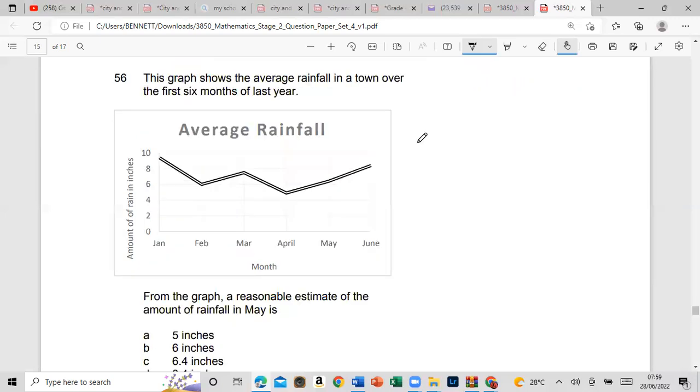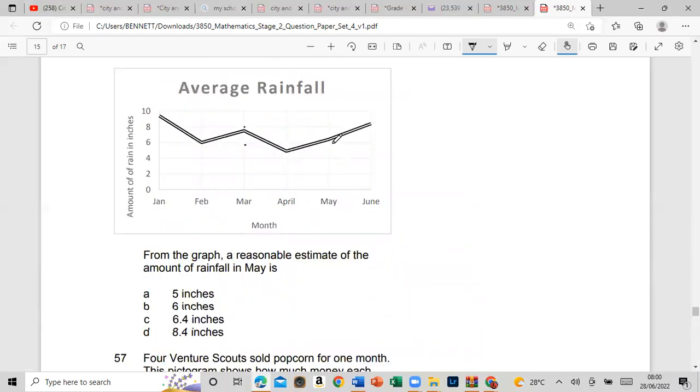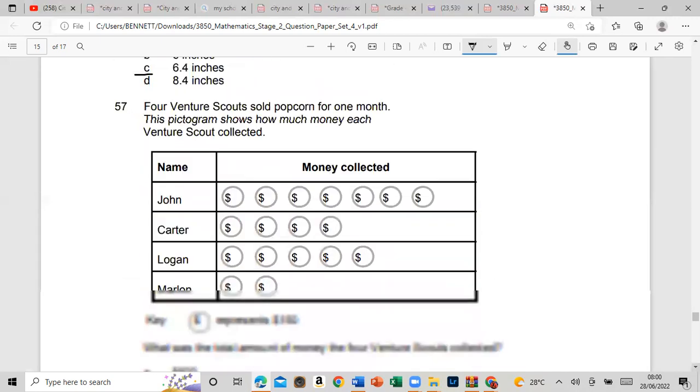56. The diagram shows the average rainfall in a town over the first 6 months of the year. So we have the average rainfall from the graph. A reasonable estimate of the amount of rainfall in May is, so that's May. So this is 6.4.